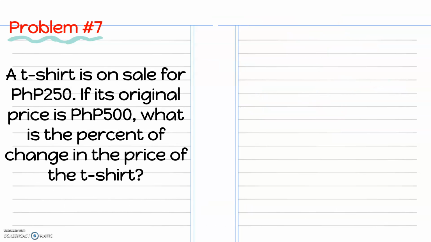Last example, a t-shirt is on sale for 250 pesos. If its original price is 500 pesos, what is the percent of change in the price of the t-shirt? When we are asked to find the percent of change, it is just the general term for percent of increase and percent of decrease. But since it is stated in the problem that the t-shirt is on sale and its original price is 500 pesos, but now it is only 250 pesos, this percent of change is a percent of decrease because there is a decrease in the price of the t-shirt.